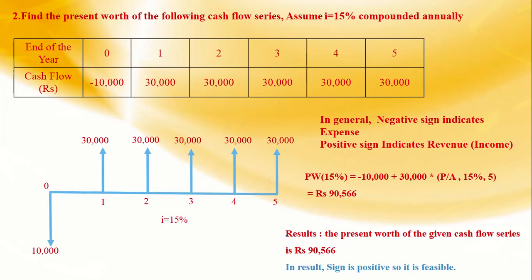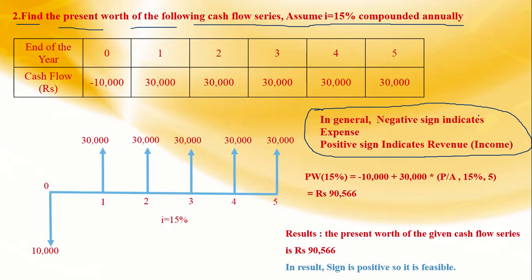We are going to see another problem. Find the present worth of the following cash flow series. Assume i equal to 15% compounded annually. End of the year is 0, 1, 2, 3, 4, 5. They gave data for 5 years of cash flow. In general, when they give the symbol negative, it means expense. When they give the symbol positive, it means income or revenue. They gave the revenue data. You have to interpret this data into a cash flow diagram.